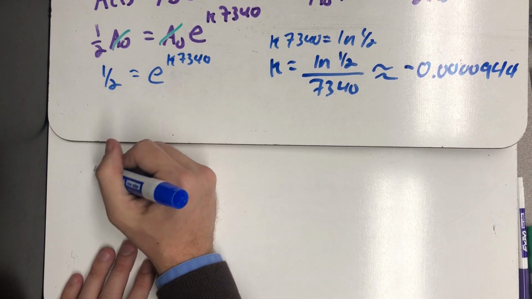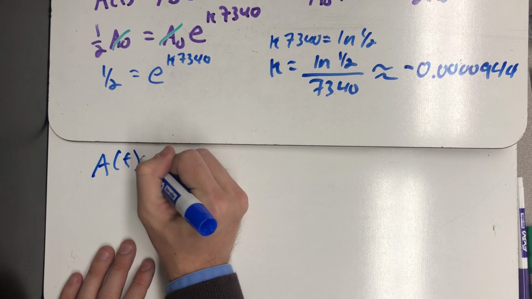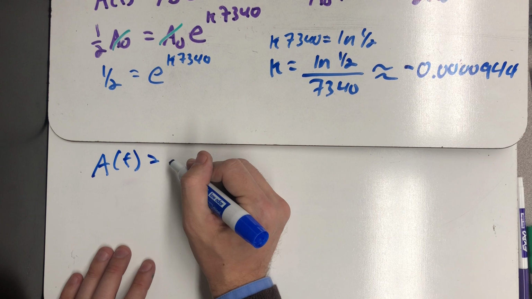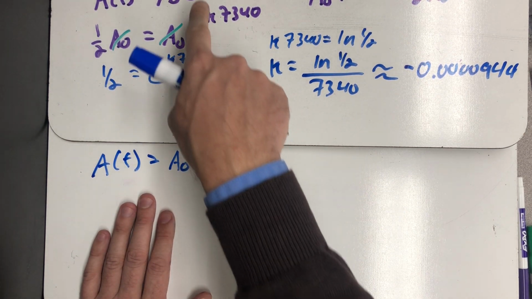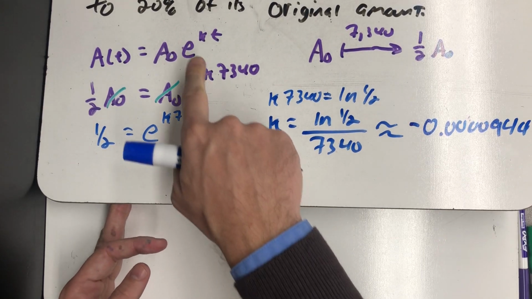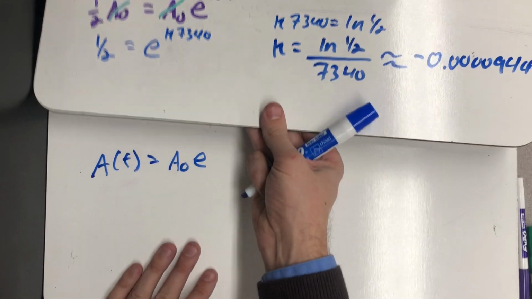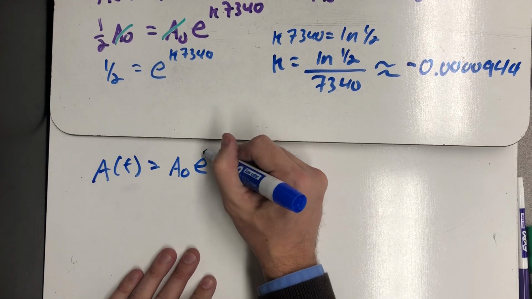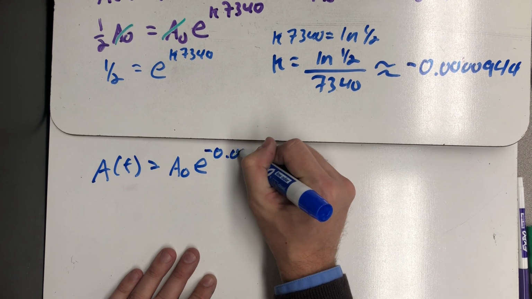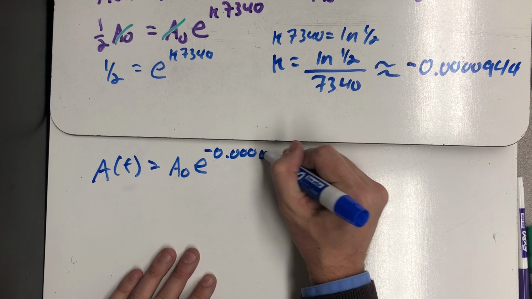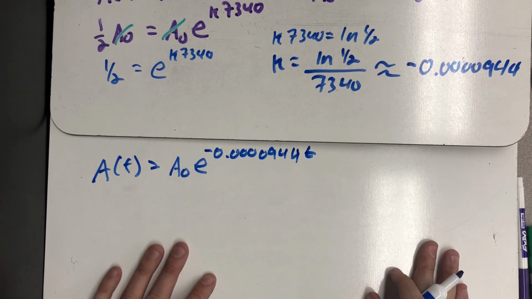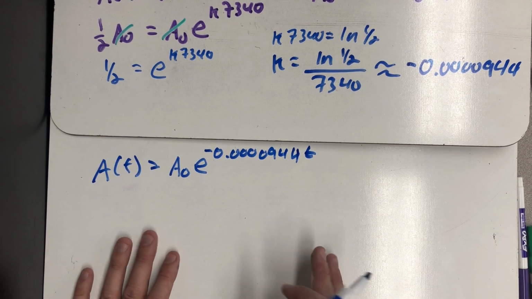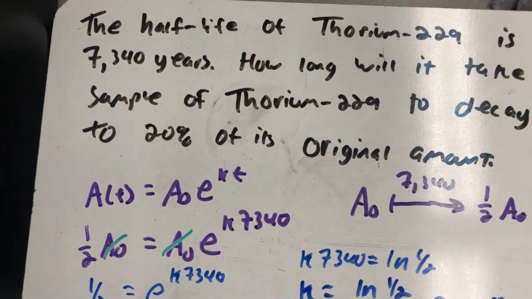That allows me to rewrite my function. A of t was equal to A naught e to the kt, and now I have a value for k. I can plug my actual value for k into the original function. And this gives me an actual model for the decay of thorium-229.